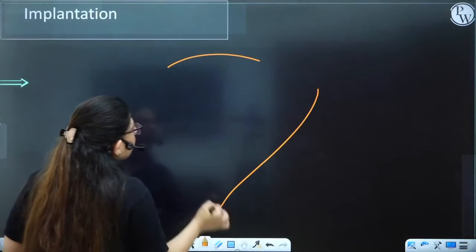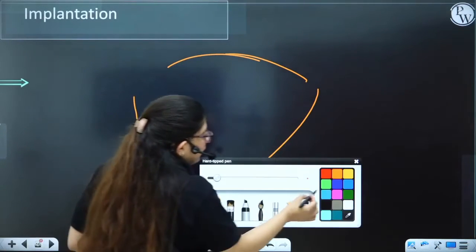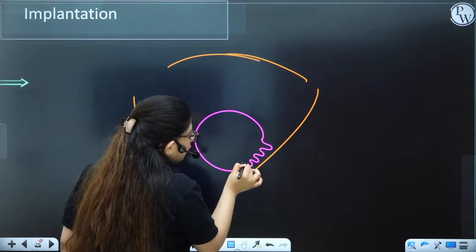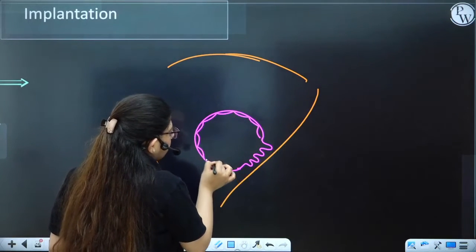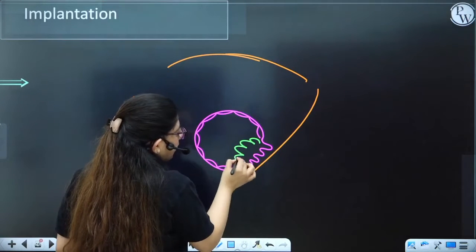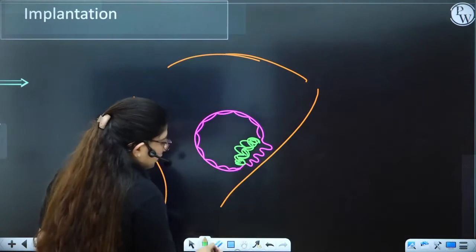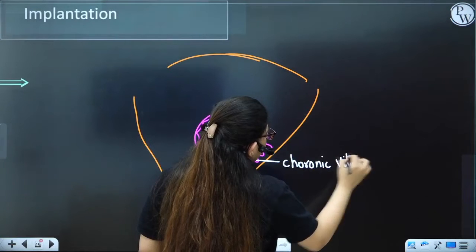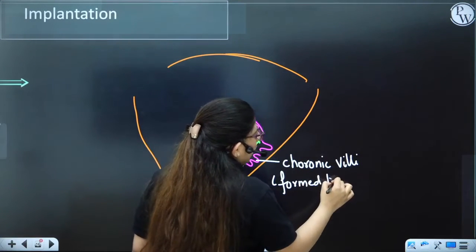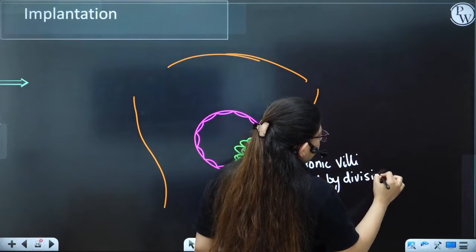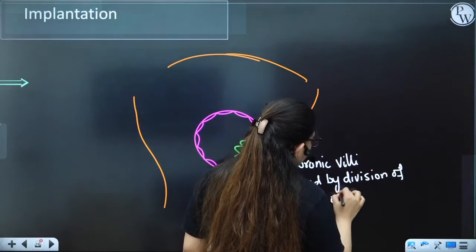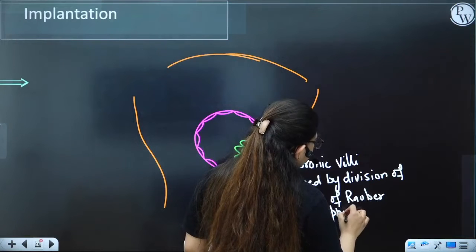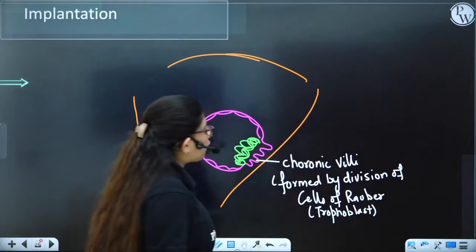This is the uterus. So these cells of Rauber are dividing and forming these finger like projections, which you call chorionic villi. Here is your inner cell mass. These chorionic villi are formed by division of cells of Rauber. What are cells of Rauber? They are trophoblast cells only.